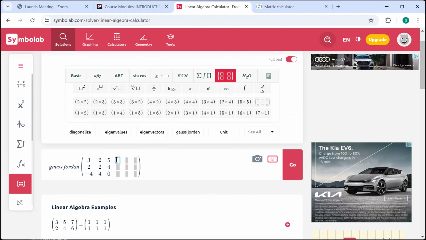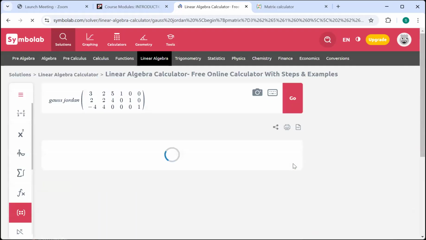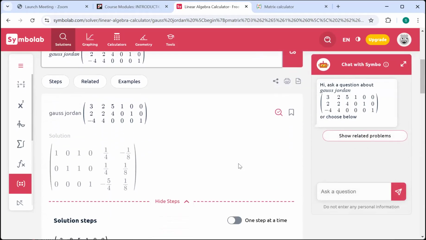And here I'm just going to input a 3 by 3 identity matrix. 1, 0, 0, 0, 1, 0, 0, 0, 1. Is everyone with me on this one? Okay, so this is what we call the adjoint. Okay, cool. And then just hit go. And there you have it.